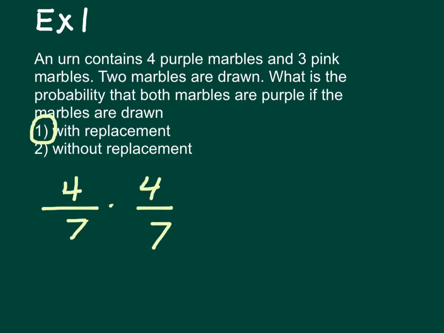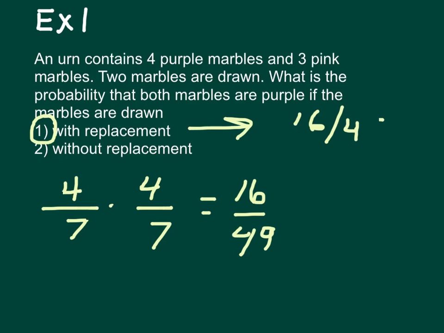Now I've got 2 different situations here, right? So I want to know the probability that I draw and the first one's purple, I replace it, I draw again, and the second marble's purple. So I multiply these 2 events or drawings together. So 4 times 4 is 16, and then 7 times 7 is 49. So the probability with replacement is 16 out of 49. Now that's what we call with replacement.